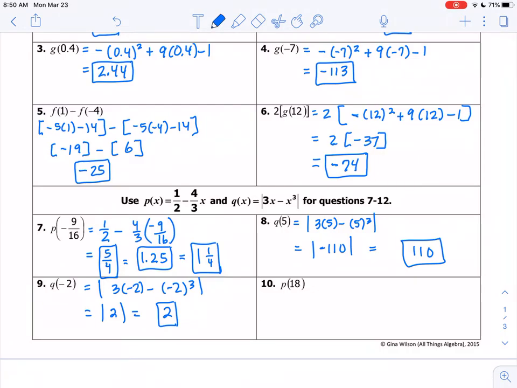Then on number 10, P of 18, that means we're using the P of X function. We're going to plug 18 in for X. So that gives us 1/2 minus 24. So that's negative 47 over 2. And you can leave it like this if you prefer. Or you could write it as negative 23.5. That's fine too.